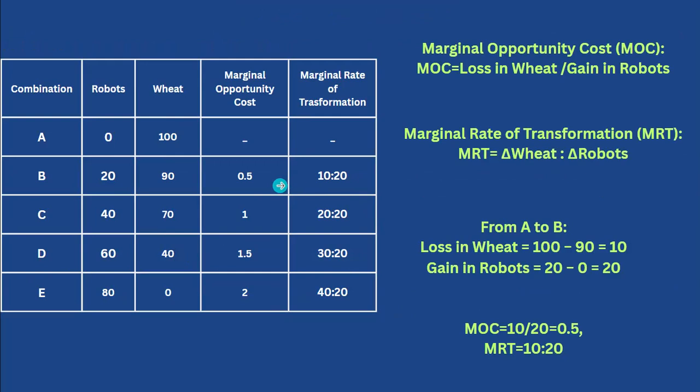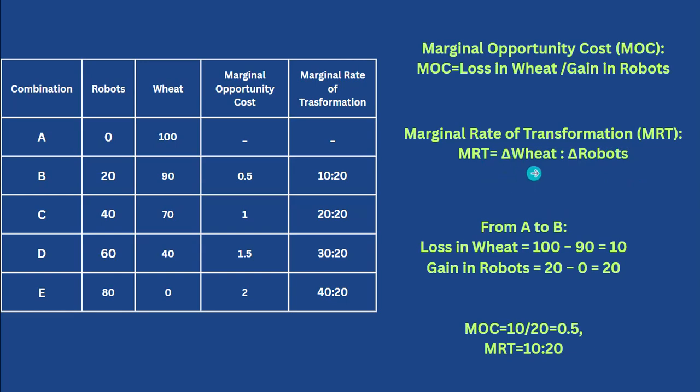See here, the table is here. Combination, robots, wheat, marginal opportunity cost and marginal rate of transformation. So what is marginal opportunity cost? MOC is loss in wheat divided by gain in robot. Loss in wheat, how much? Loss in wheat is 10 and gain in robot is 20 from A to B, right? And marginal rate of transformation, MRT, equals change in wheat over change in robot.